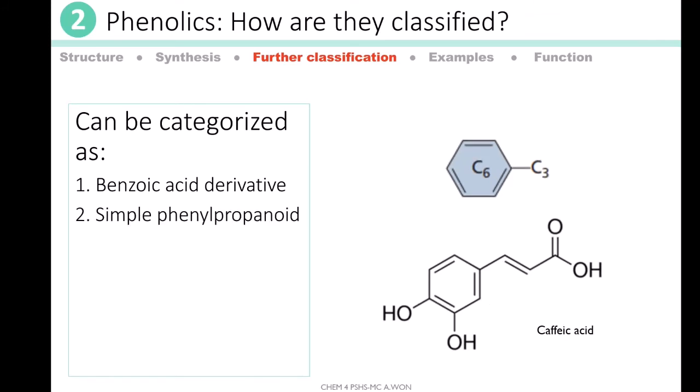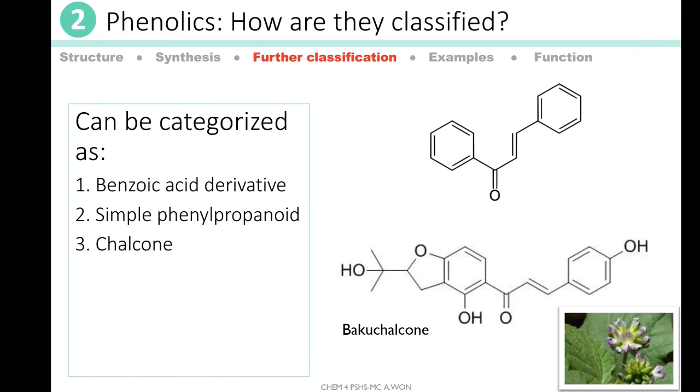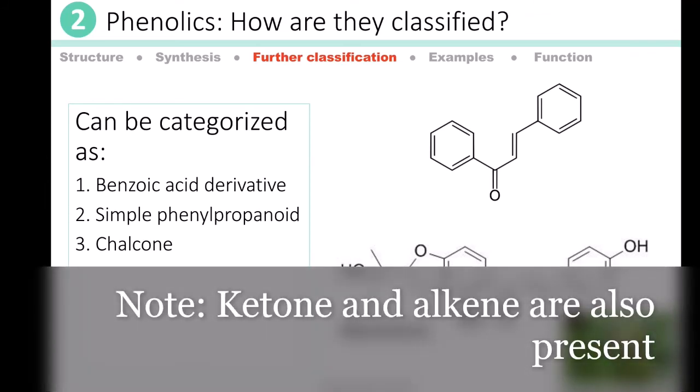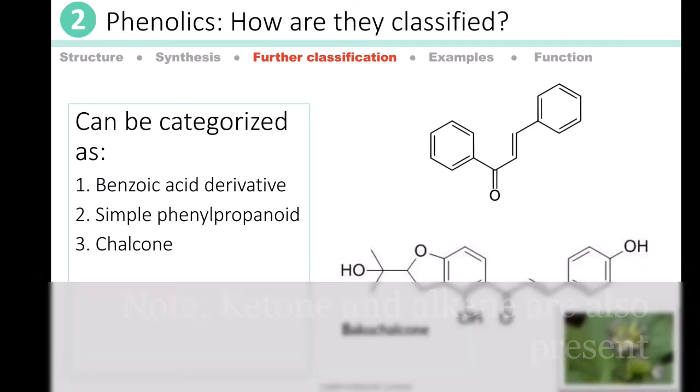Okay, next, simple phenylpropanoid. So the base structure of a simple phenylpropanoid is an aromatic ring with a 3-carbon side chain. Okay, chalcone, the base structure of a chalcone, it has 2 aromatic rings and it is connected via a 3-carbon bridge.